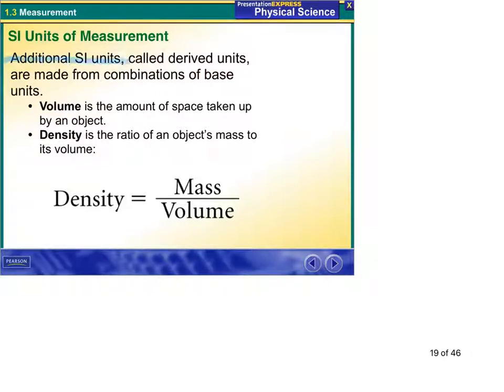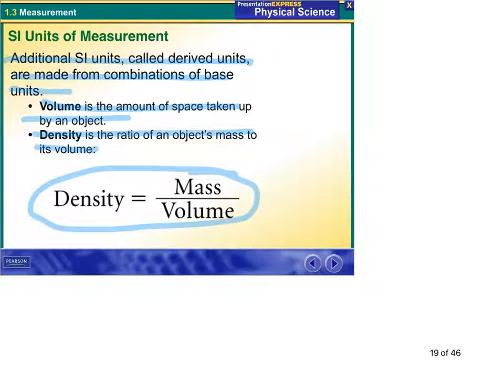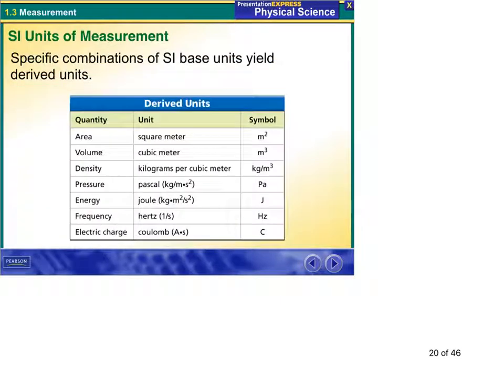Then we have a lot of other units we call derived units. They're made up from a combination of base units. Volume is a derived unit, the amount of space taken up by an object. Density is a derived unit, the ratio of an object's mass to its volume. With derived units, you end up having formulas that relate to them, such as density equals mass divided by volume, our formula for density.